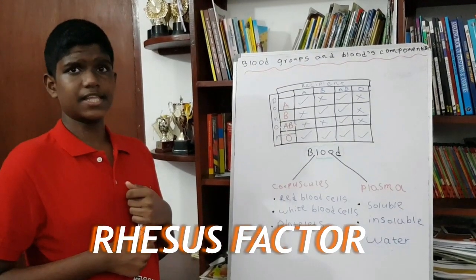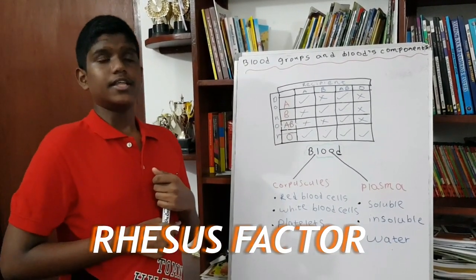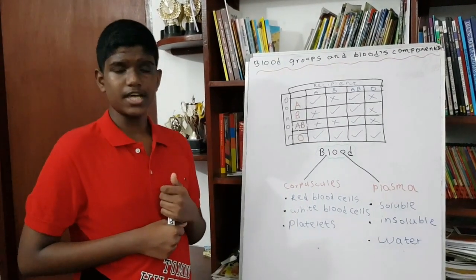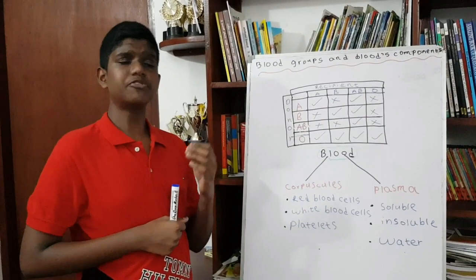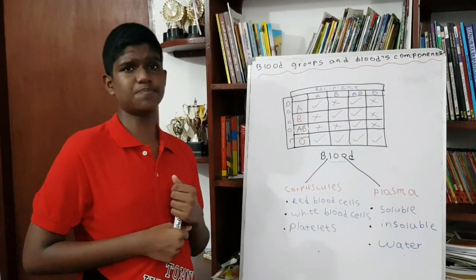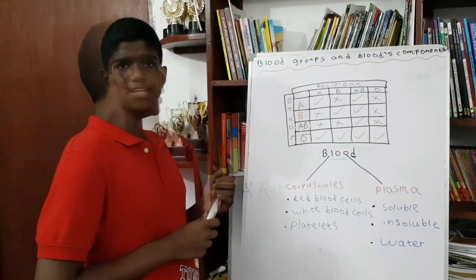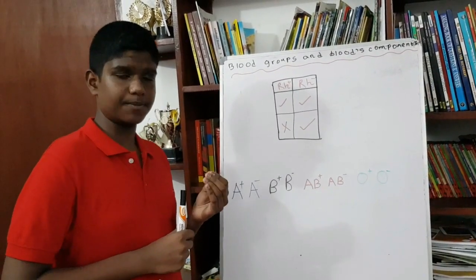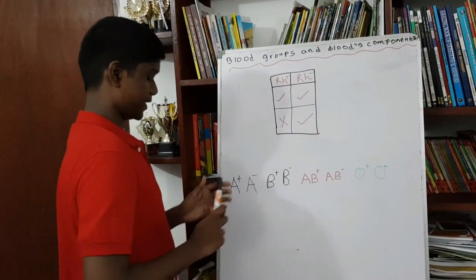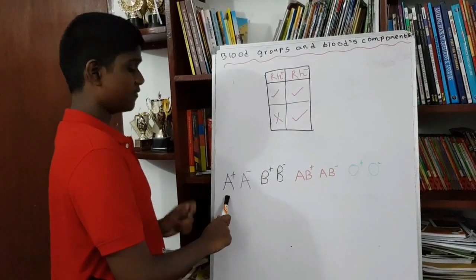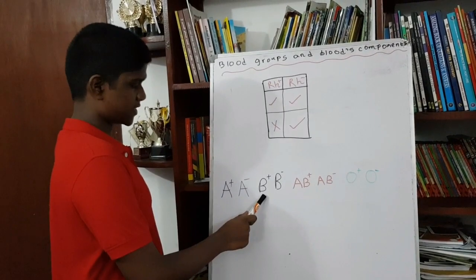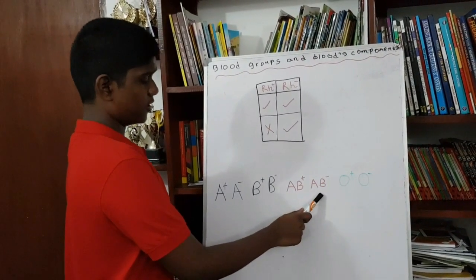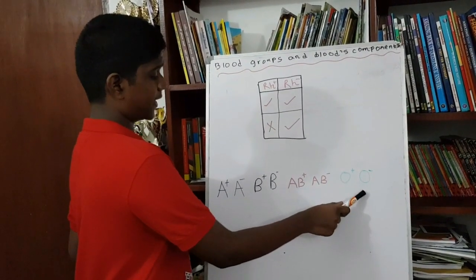Now let us consider the rhesus factor. If the rhesus factor is present in one's blood, it is called Rh positive. If the rhesus factor is absent in one's blood, it is called Rh negative. Due to the Rh factor, the blood groups have evolved. As you can see here, A positive, A negative, B positive, B negative, AB positive, AB negative, O positive, and O negative respectively.